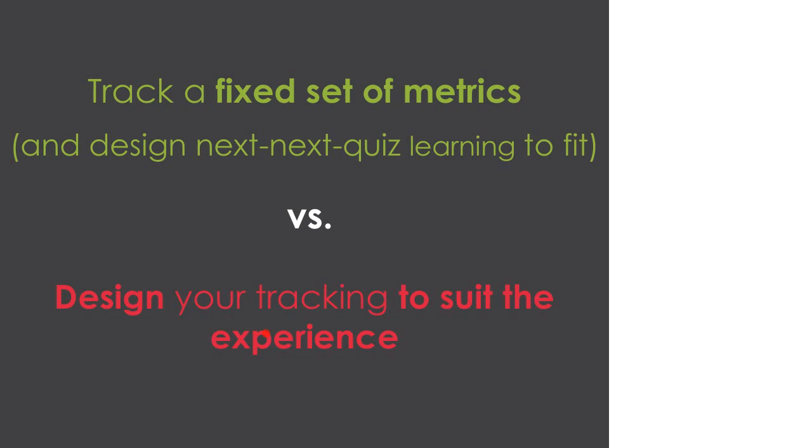And finally, another difference between SCORM and Tin Can is that SCORM tracks a fixed set of metrics. So SCORM will track a score, normally out of 100, it can be a raw score, and it'll also track completion status. Did someone complete something? Which is fine for next-quiz e-learning, the kind of e-learning that you might produce in most of the authoring tools available on the market today.